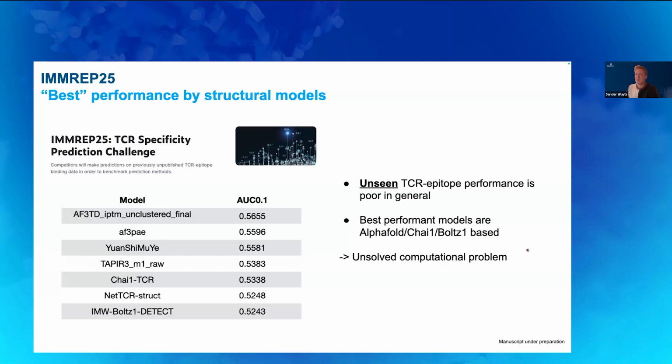Now, if you switch to the IMRAP 25 competition, the best performing algorithms are structural models, AlphaFold 3-like models. You can see here, Chai-1 is also one of these, or for example, we use the Boltz-1 combination. But in general, the conclusion of this competition was that unseen TCR epitope performance is very, very poor. And even though these structural models perform very well, they're also very impractical to annotate the complete repertoire. And so the conclusion for now is that it's still an unsolved computational problem.